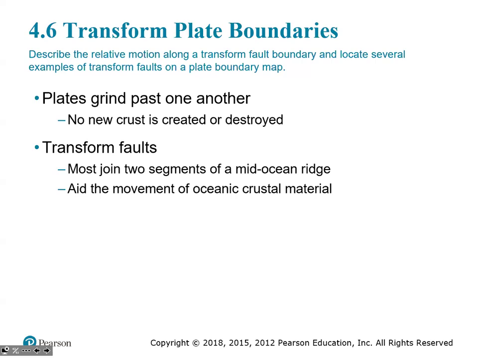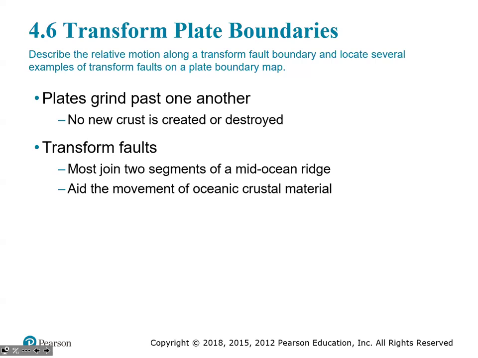But at these points, there's the potential for lots of friction. So there are a lot of transform faults that join various segments of the mid-ocean ridge. You have bits of divergent and then transform faults, allowing them to be offset. That allows them to not be straight effectively. They join two segments of a mid-ocean ridge and they aid the movement of the oceanic crustal material.